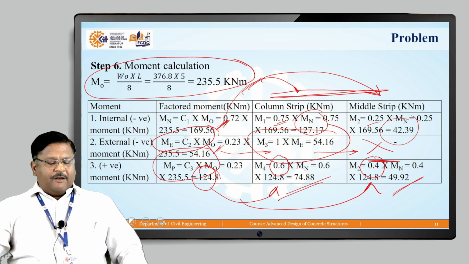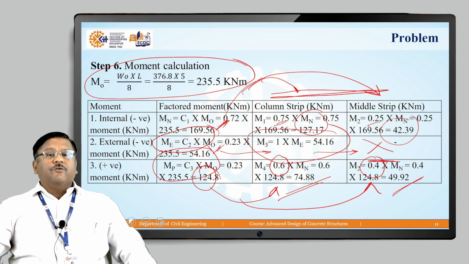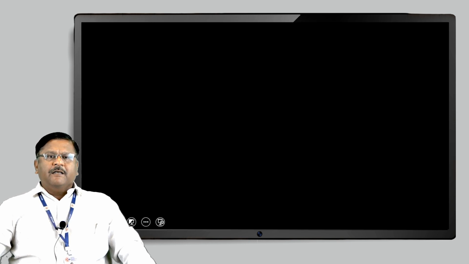In the next lecture we are going to discuss how to design the reinforcement. So we will stop here and we will discuss the reinforcement design in the next lecture. Thank you.